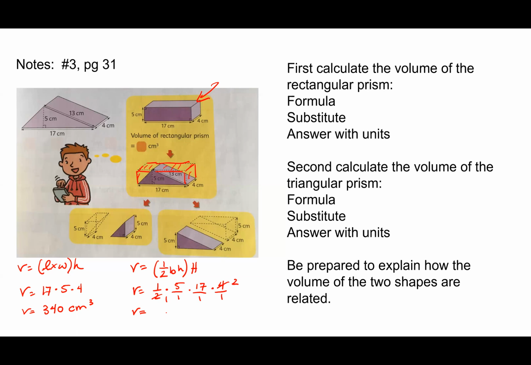Okay, but that's a math fact error. Nora? 170 centimeters cubed. Yeah. All right. So is the triangular prism indeed half of the rectangular prism? Yes. Awesome. Great. We proved it. You guys are ready for geometry.